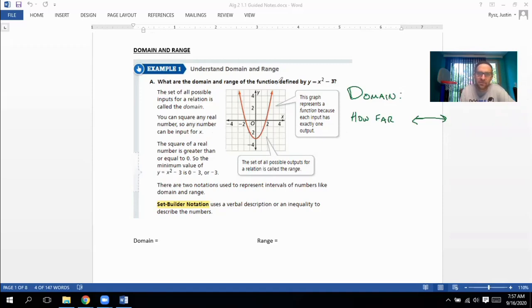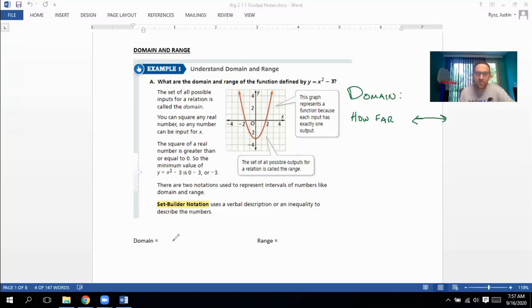So if you think about this function, if we're not looking at the graph, we'd have to think, are there any numbers that we wouldn't be able to square for this to work? Is there any number we could plug in for x and we wouldn't get an answer? And no, there's not. So the domain of this one is all real numbers.